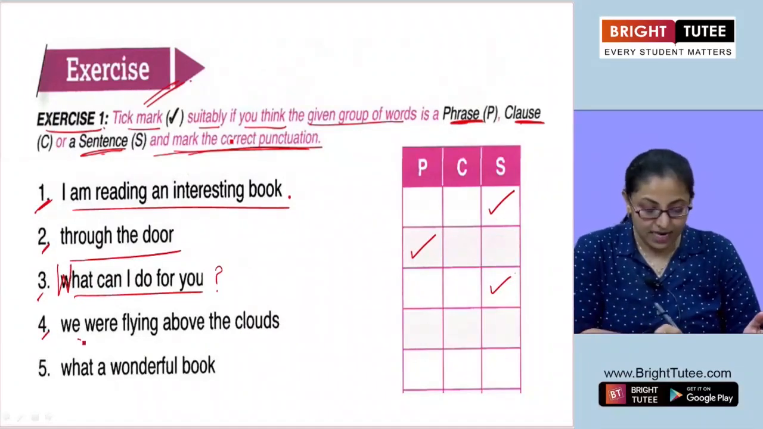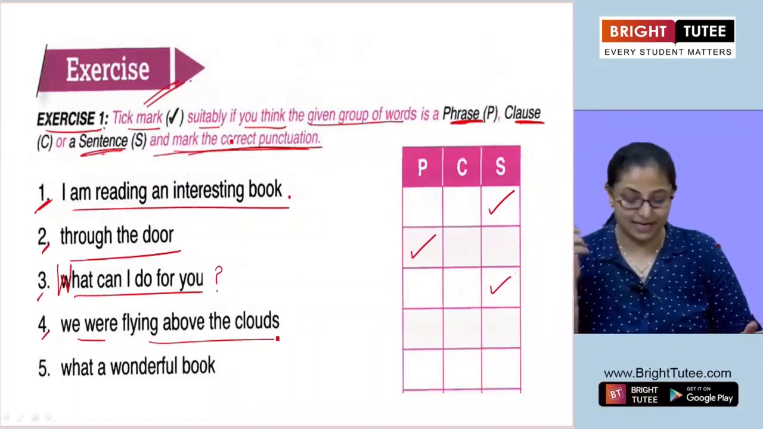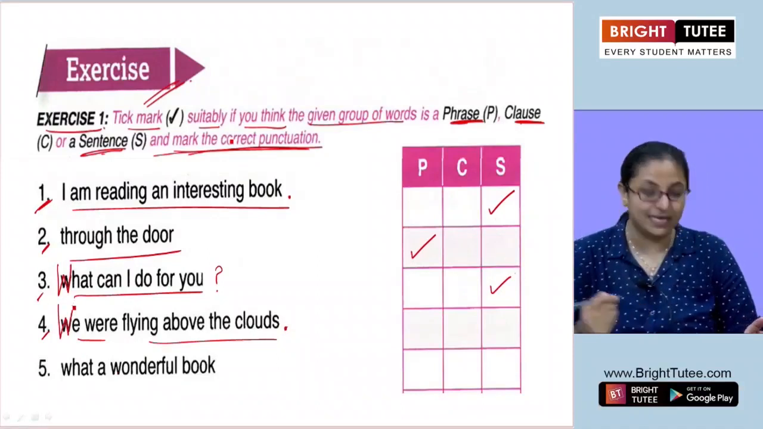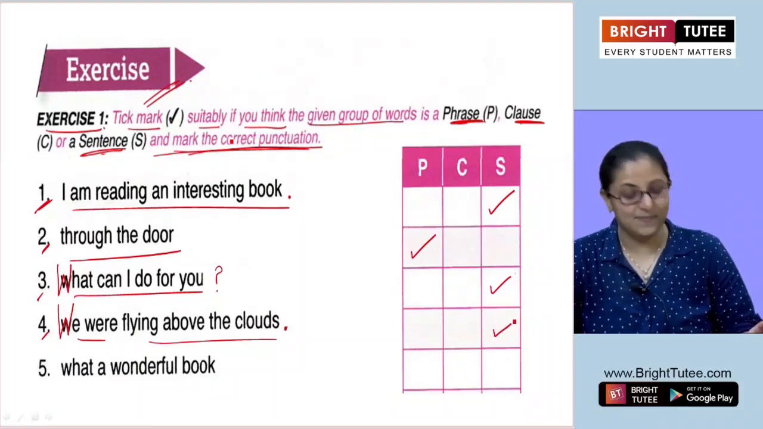Fourth, we were flying above the clouds. It is a statement. So we'll put a full stop here. We will make this W a capital W and this will become a sentence.